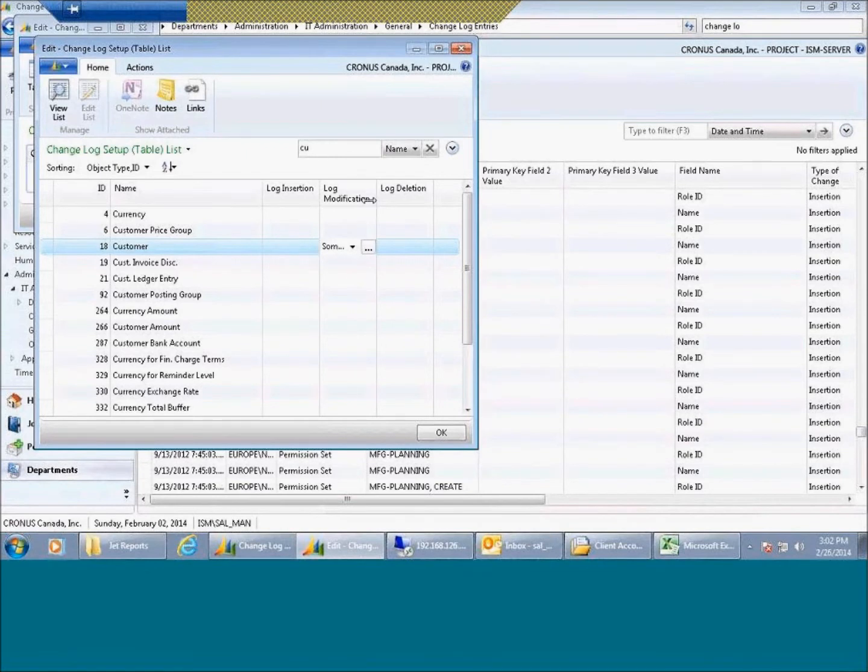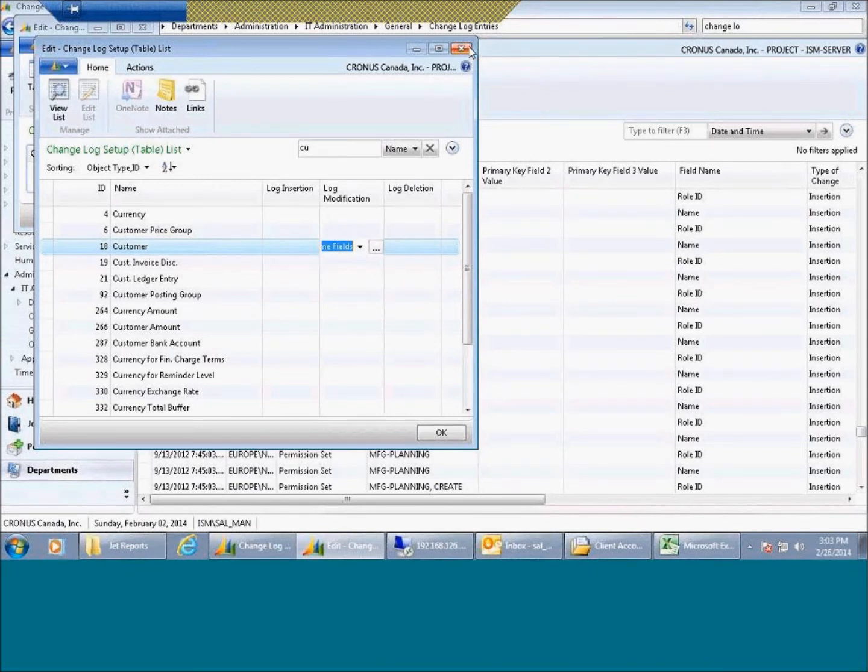And what's going to happen, obviously, is that anytime someone goes in and changes that credit limit, it's going to record who did that change and what the old value was and what the new value was. So great functionality. It obviously is an enhancement to the overall security that exists within the business system.